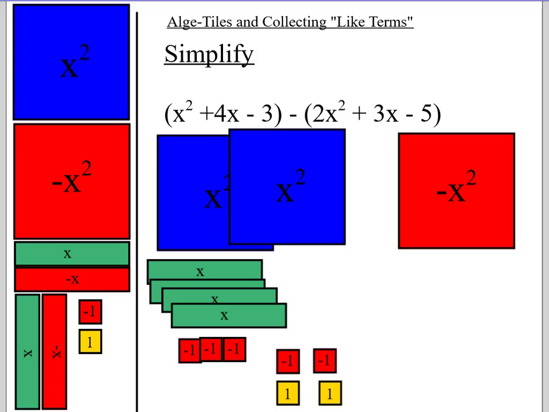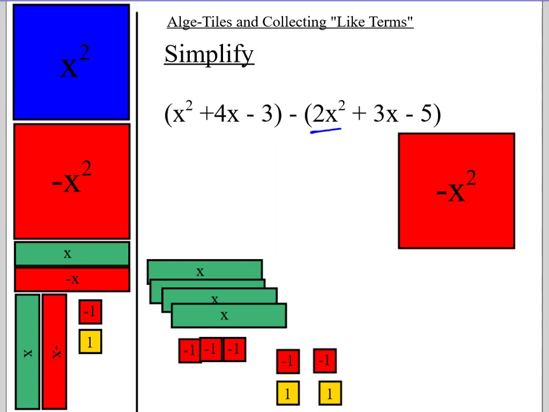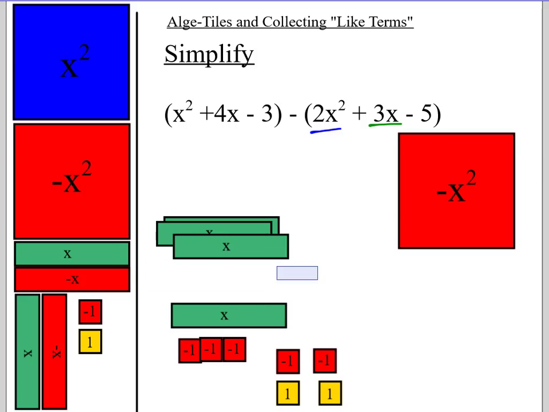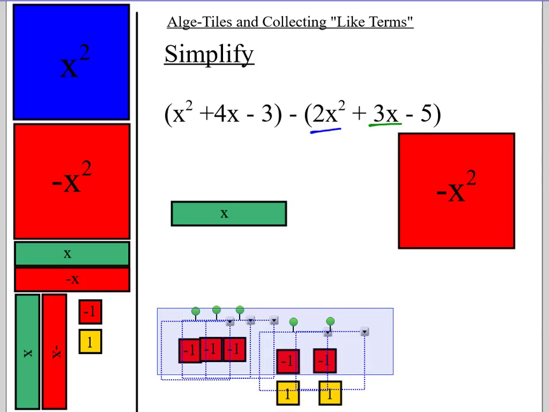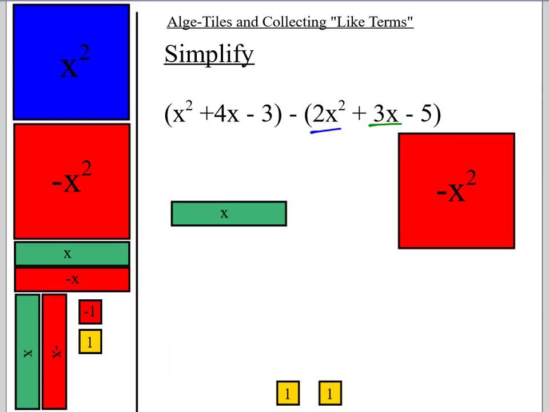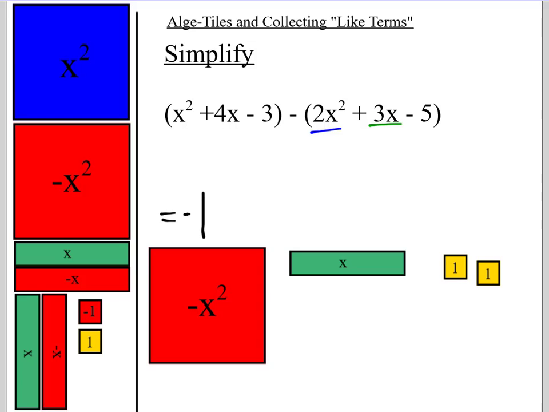So take away 2, right here, take away 2 x squared terms. Well, I can do that, assuming I can get them all highlighted here. So they're gone. This says take away 3 positive x's. 1, 2, 3. Get those and delete. And lastly, take away 5 negatives. So there we are. We hit delete. And this is what we're left with. So we have a final answer here of 1 negative x squared plus 1x plus 2.